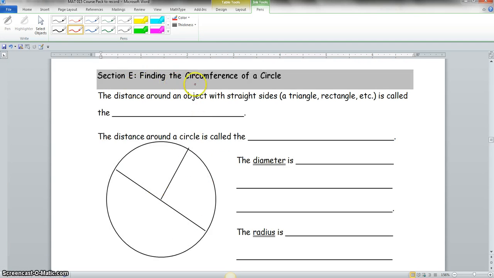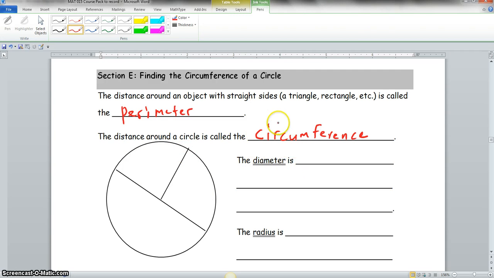Now we come to section E, finding the circumference of a circle. The distance around an object with straight sides, a triangle, rectangle, etc., is called the perimeter. Now, the distance around a circle is called the circumference. Circumference is just a fancy way of saying the perimeter around the circle.